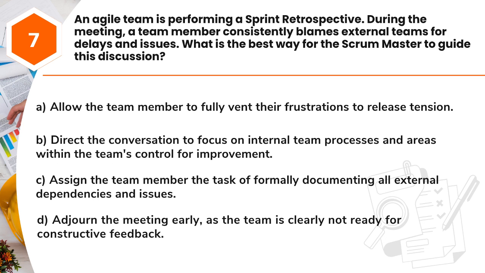Question 7. An Agile team is performing a sprint retrospective. During the meeting, a team member consistently blames external teams for delays and issues. What is the best way for the Scrum Master to guide this discussion? A. Allow the team member to fully vent their frustrations to release tension. B. Direct the conversation to focus on internal team processes and areas within the team's control for improvement. C. Assign the team member the task of formally documenting all external dependencies and issues. D. Adjourn the meeting early, as the team is clearly not ready for constructive feedback.